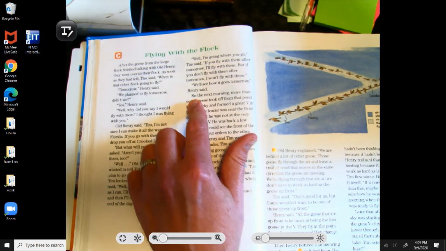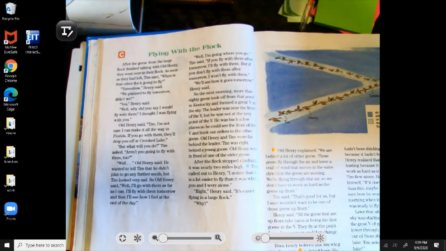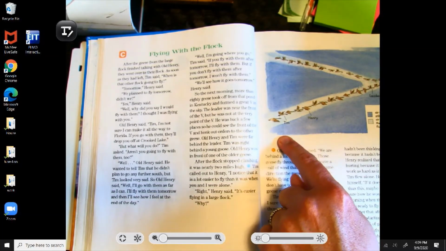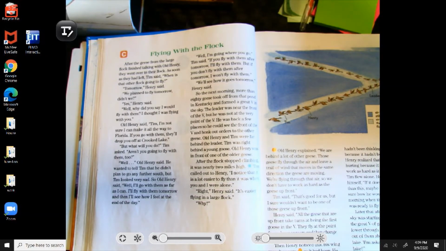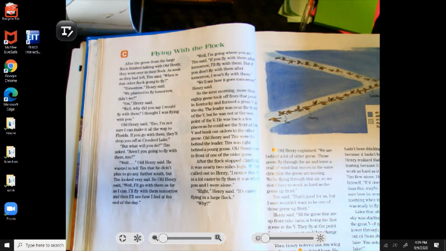So, the next morning, more than 80 geese took off from that pond in Kentucky and formed a great V in the sky. The leader was near the front of the V, but he was not at the very point of the V. He was back a few places so he could see the front of the V and honk out orders to the other geese. Old Henry and Tim were far behind the leader. Tim was right behind a young goose. Old Henry was in front of one of the older geese.